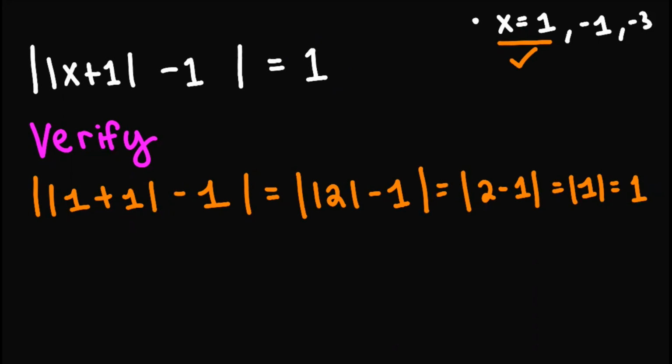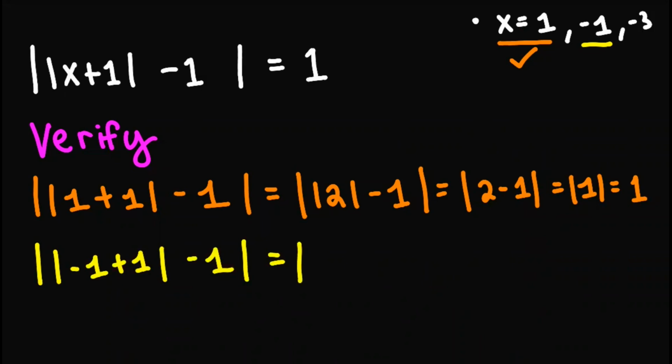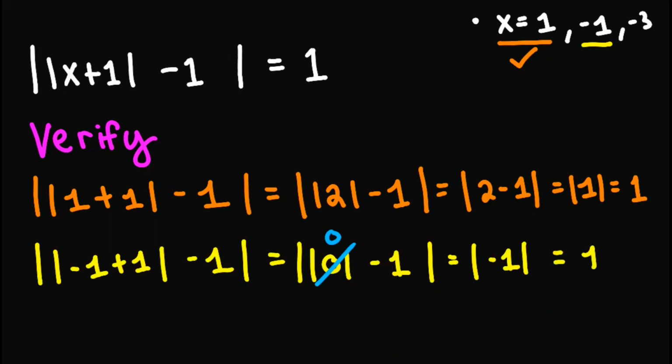Next, let's have x equals negative 1. At x equals negative 1, we'll have the absolute value of negative 1 plus 1 minus 1 there. Then this is equal to the absolute value of 0 minus 1, or simply the absolute value of negative 1, since 0 here is just 0, we don't need that. Then getting the absolute value of negative 1, this is simply 1. So negative 1 is also a valid solution.